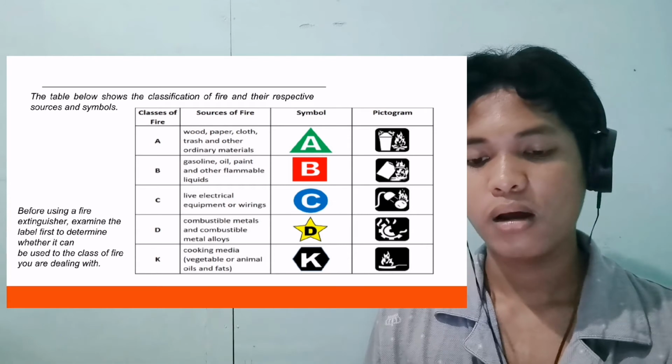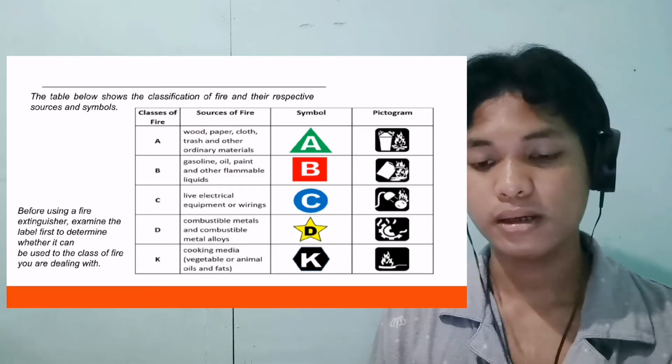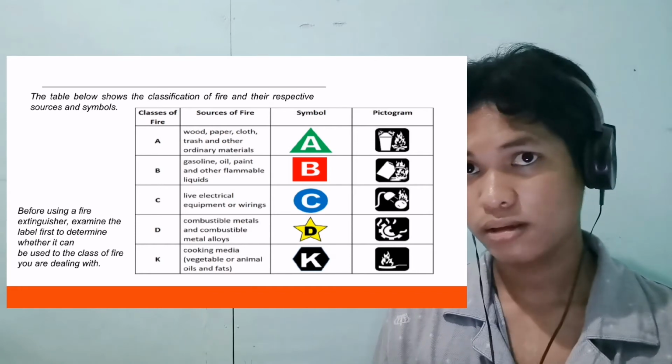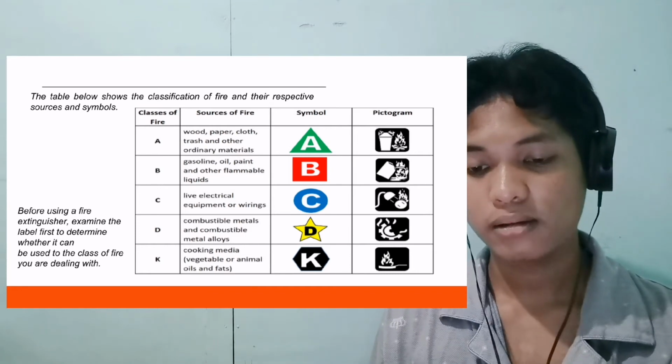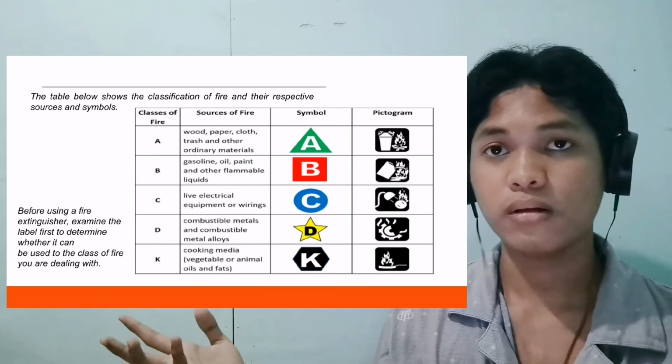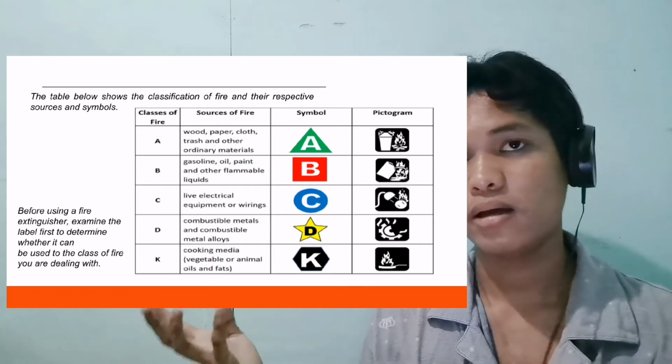Classes of fire or Class B. Sources of fire of Class B is gasoline, oil, plant, and other flammable liquid. This is a symbol of Class B and the pictogram.